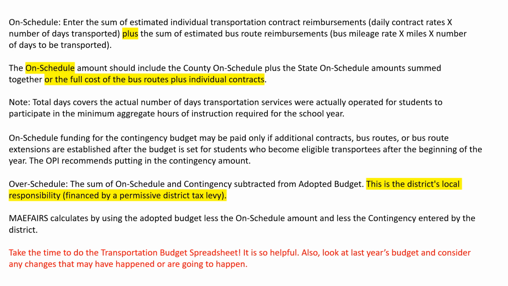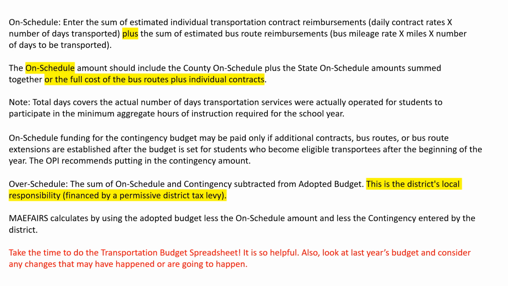The on schedule amount should include the county on schedule plus the state on schedule amounts summed together, or the full cost of the bus routes plus individual contracts. Total days covers the actual number of days transportation services were actually operated for students to participate in the minimum aggregate hours of instruction required for the school year.